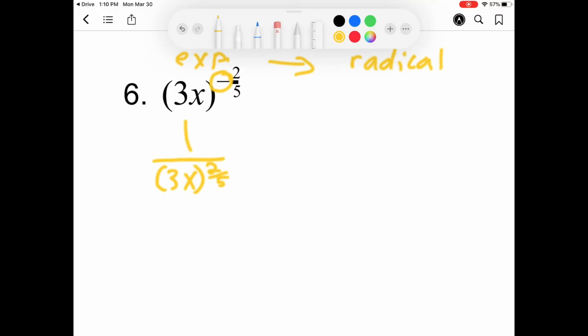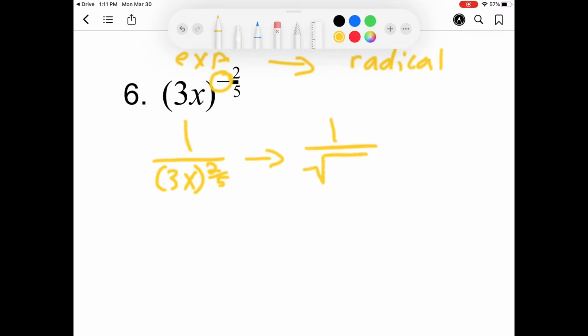And then we're going to put a 1 on top, just as a placeholder, because we can't just leave the numerator blank. And that gets rid of our negative. Then we're going to go to the next step. We're going to have the 1 as our placeholder in the numerator still.